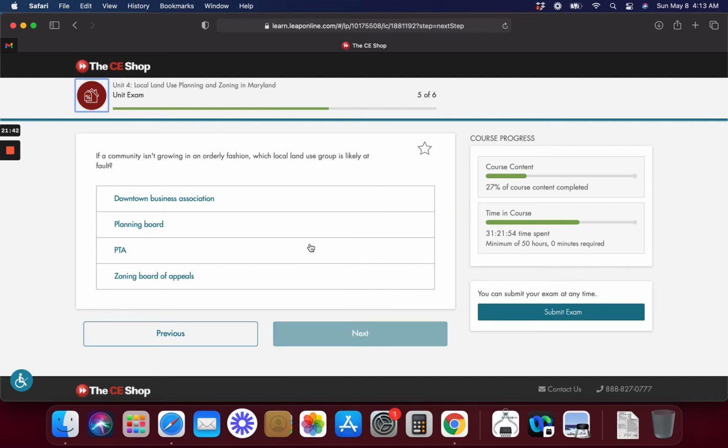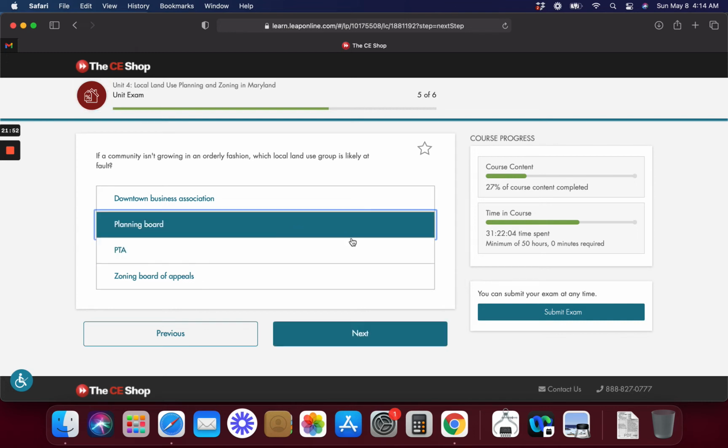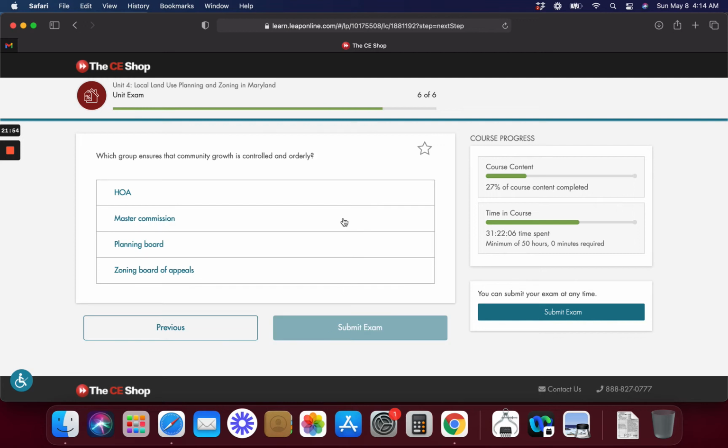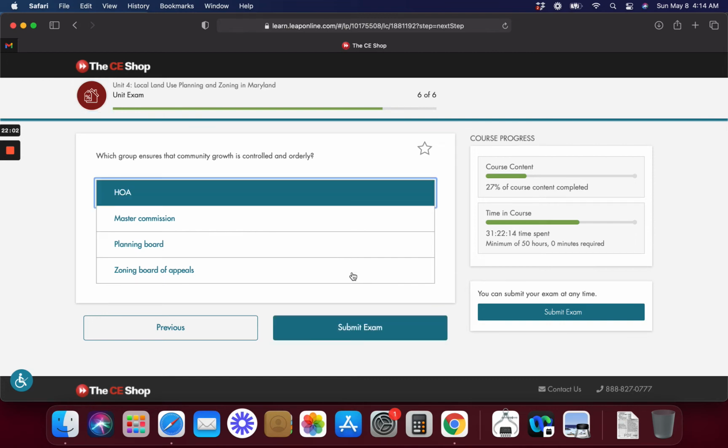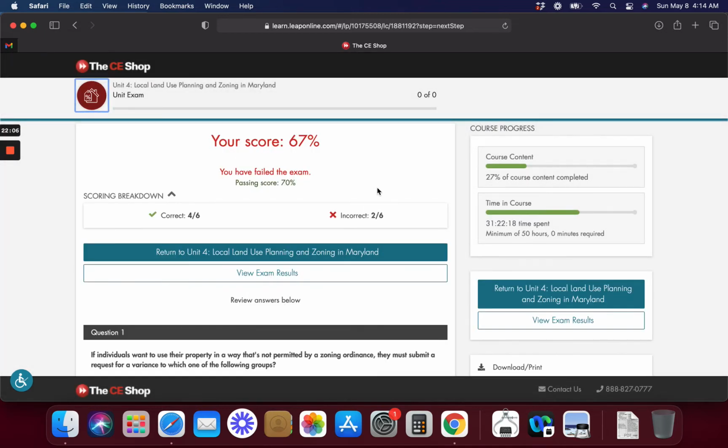If the community isn't growing in an orderly fashion, which local land use group is at fault? Planning board, I would think. The PTA. Isn't that for high school or something? Which group ensures the community growth is controlled and orderly? Oh, God, please. All right, let's see how we did. I have a feeling we failed. Yep, we did fail.